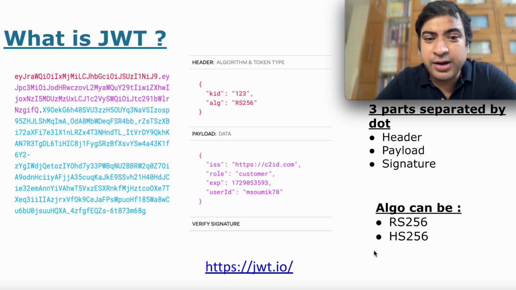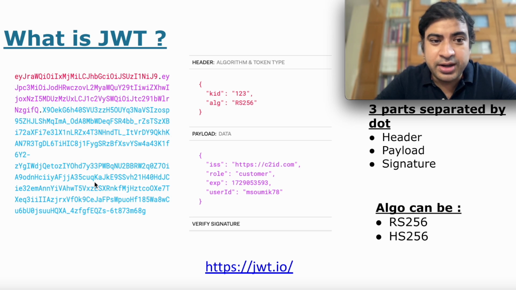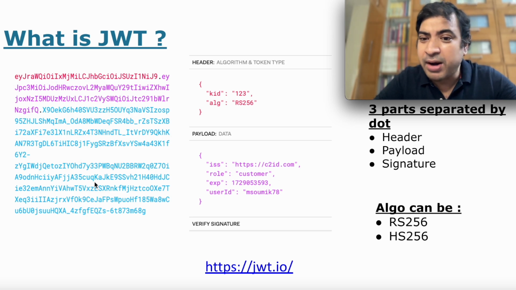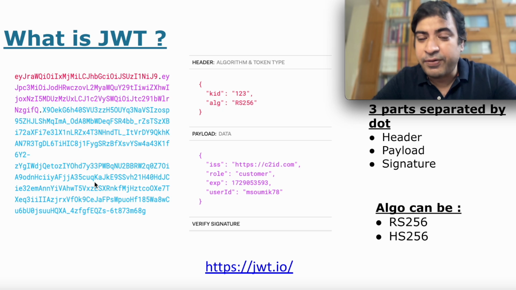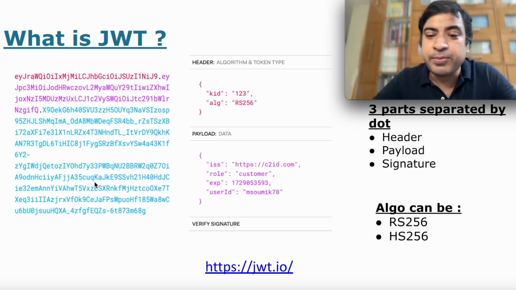is. So a JWT is basically a security token. It's a very compact security token, and an example JWT is shown here, and the token consists of three parts, as you might already know. The first part is the header, the second part is the payload, and the third part is the signature. And the algorithm can be many, and the most common algorithms are either RS256 or HS256.